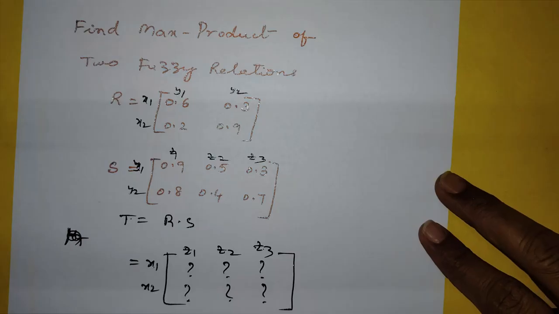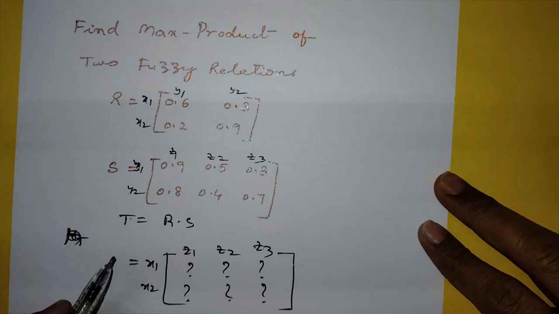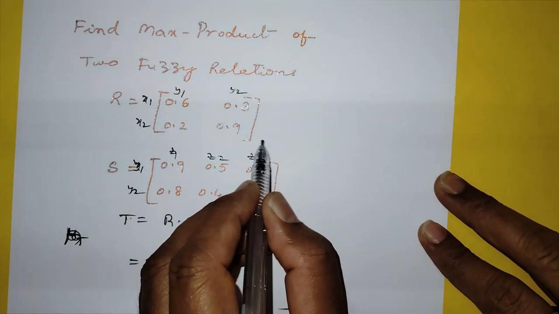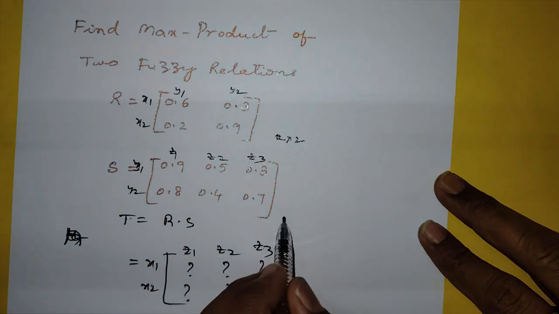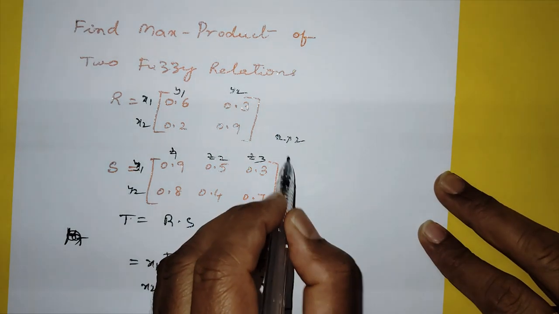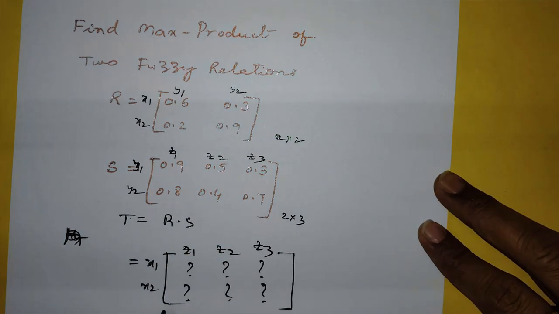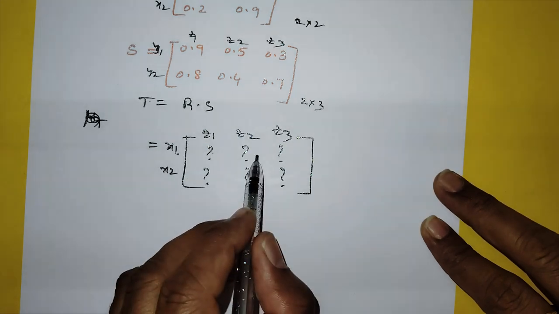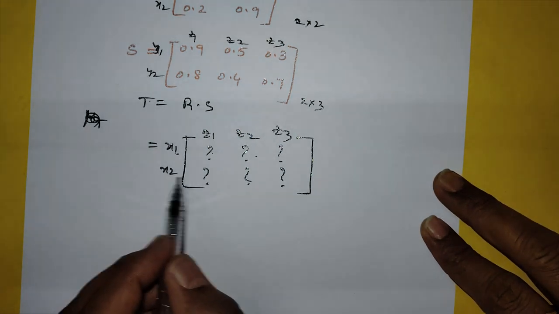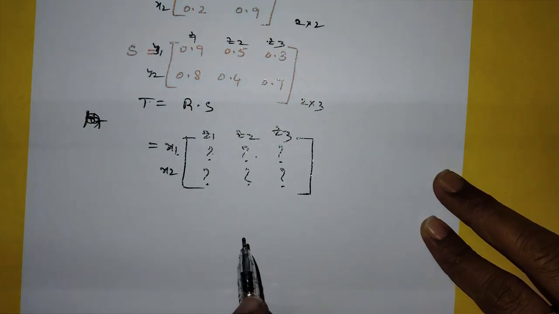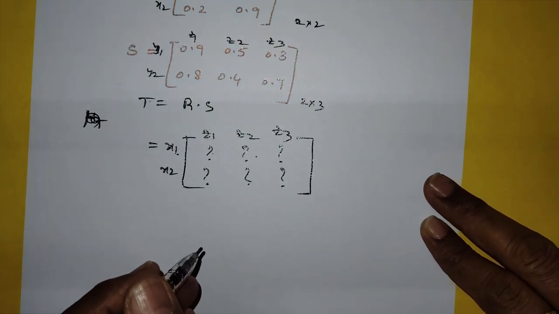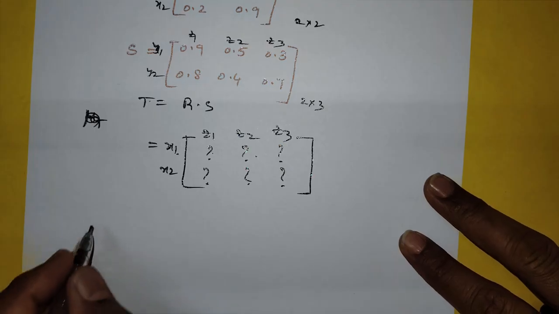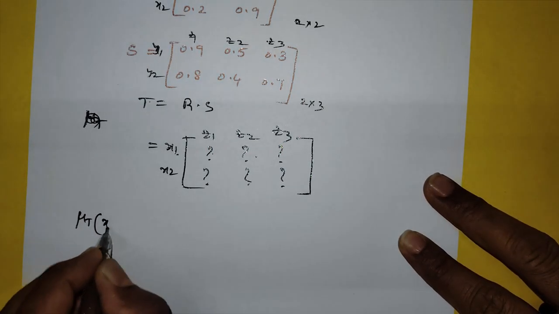If you know the concept of matrix multiplication, the size of this new max product fuzzy relation in matrix form is, here R is 2 by 2 and S is 2 by 3. The combined R and S is 2 by 3 in matrix form. We have to find x1 z1, x1 z2, x1 z3, x2 z1, x2 z2 and x2 z3. So the mathematical relation for this max product relation is mu of t of x1 z1.